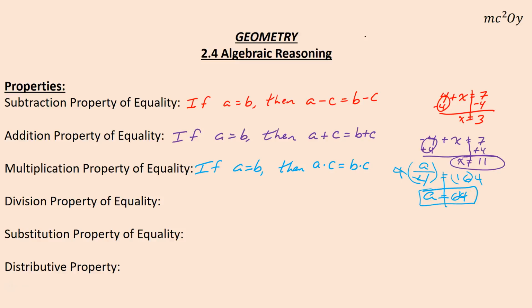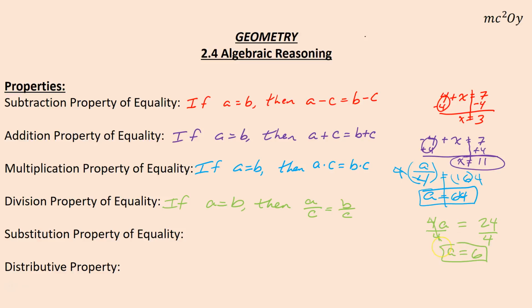Okay. Division property of equality. So most of you probably can guess it. It means you're dividing the same thing on both sides. If A equals B, then you'd have A divided by C equals B divided by C. And so once again, let's say 4 times A equals 24. So in this case, to solve this, I have to divide both sides by the same thing. That's using the division property of equality. So I get A equals 6.